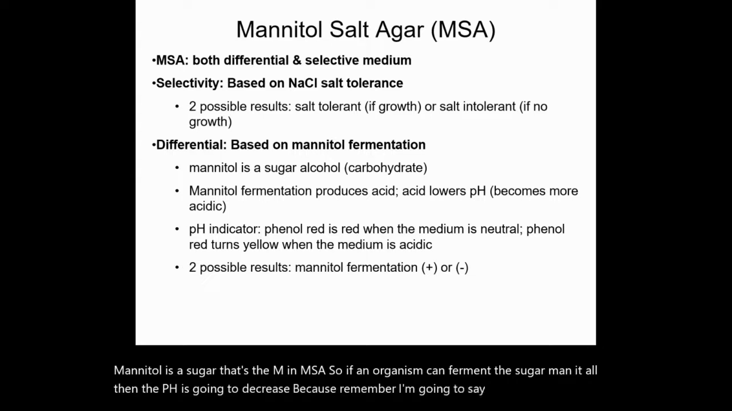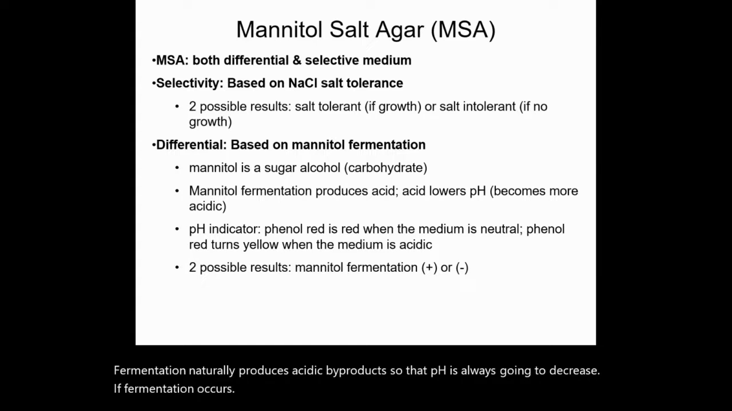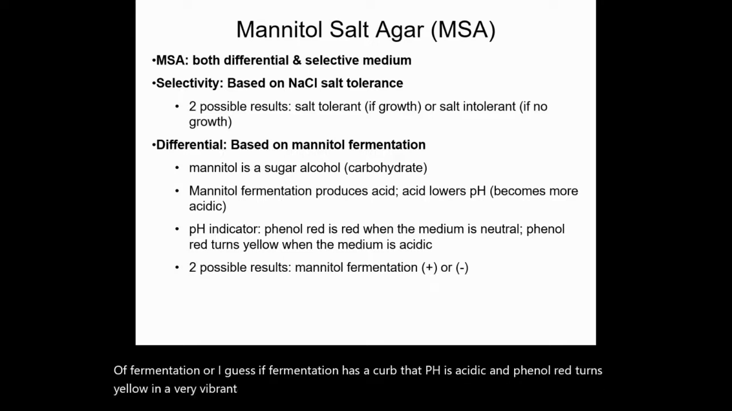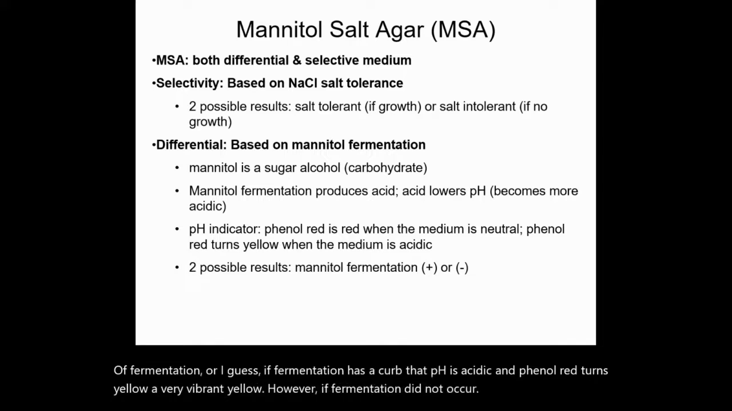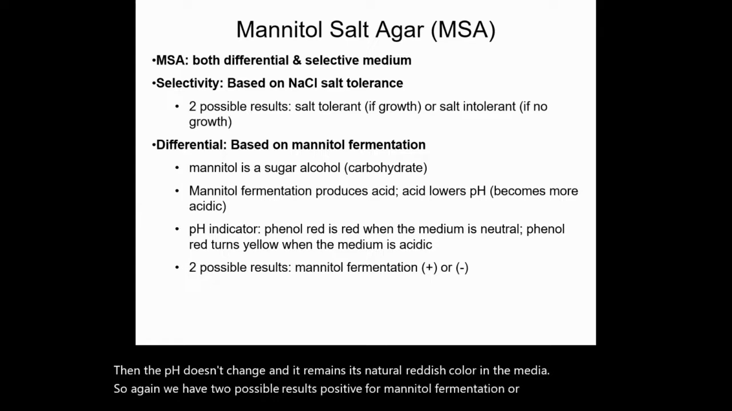Because remember, I'm going to say this 100 times, fermentation naturally produces acidic byproducts. So the pH is always going to decrease if fermentation occurs. There is a pH indicator in MSA plates, and that pH indicator is called phenol red. So if fermentation has occurred, the pH is acidic, and phenol red turns yellow, a very vibrant yellow. However, if fermentation did not occur, then the pH doesn't change, and it remains its natural reddish color in the media. Okay, so again, we have two possible results, positive for mannitol fermentation or negative for mannitol fermentation.